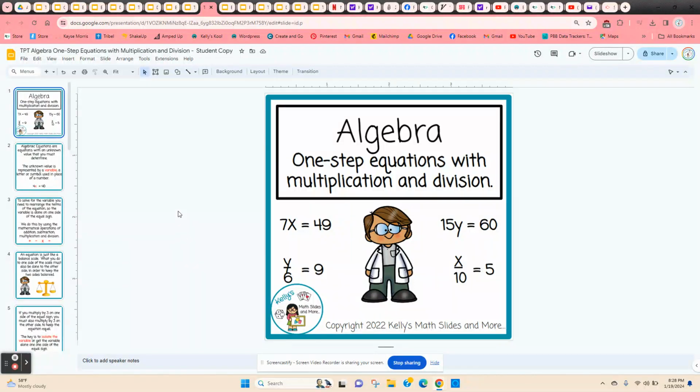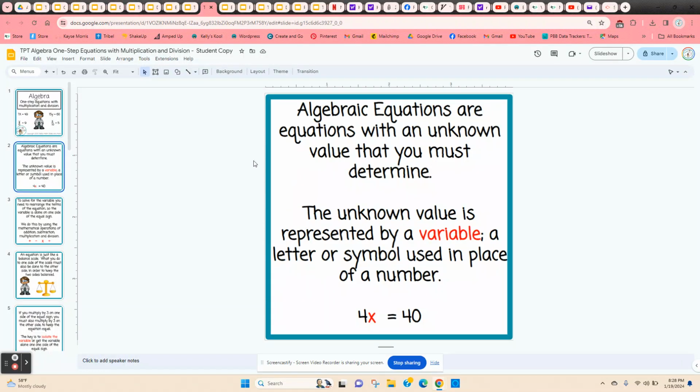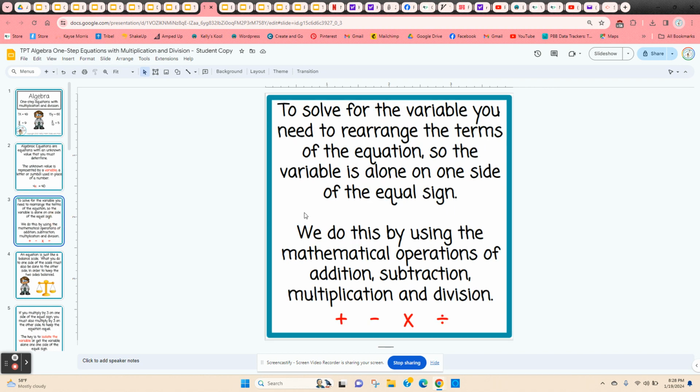Algebra One-Step Equations with Multiplication and Division. This is a digital lesson, and it starts with explaining to students that an algebraic equation has an unknown, so it's going to have what we call a variable, and we need to solve for the variable. So we need to rearrange the terms of the equation so the variable is all alone on one side. And we're going to do this using addition, subtraction, multiplication, and division.